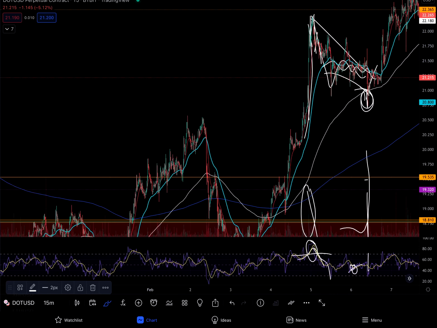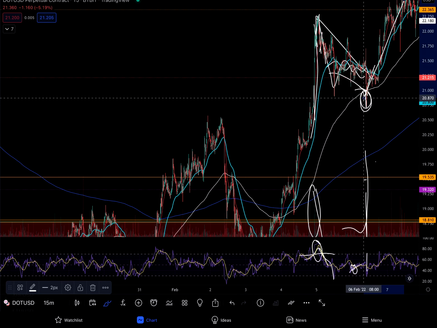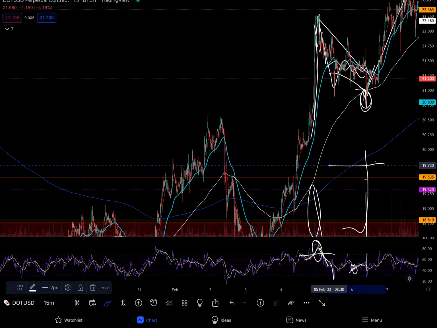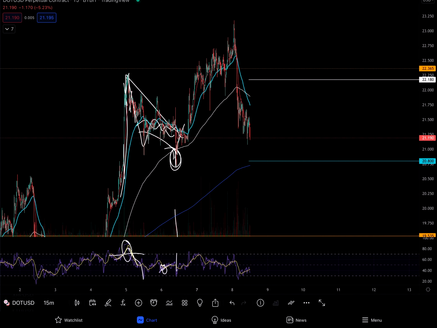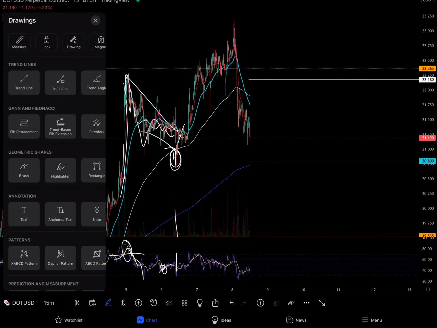Did we form a bigger M, or did we form continuation? It looks like continuation. I don't know what happened in this chart, so let's find out. Oh yeah, it was definitely continuation. This was the last leg, it looks like, of continuation.